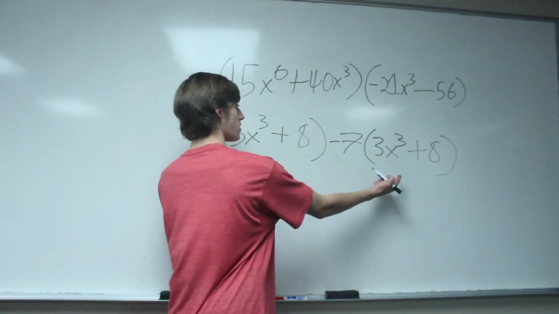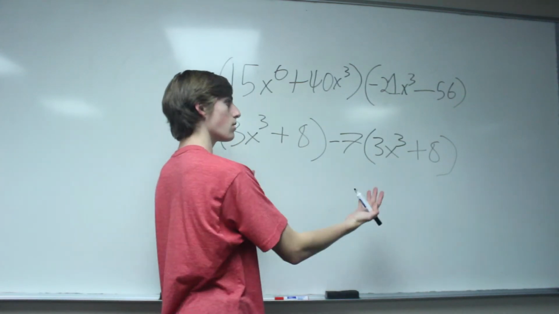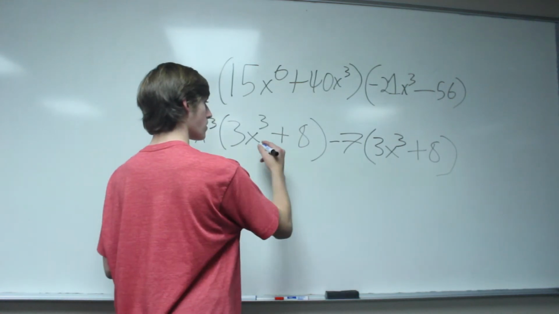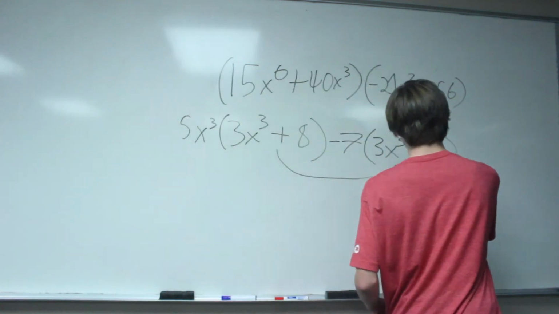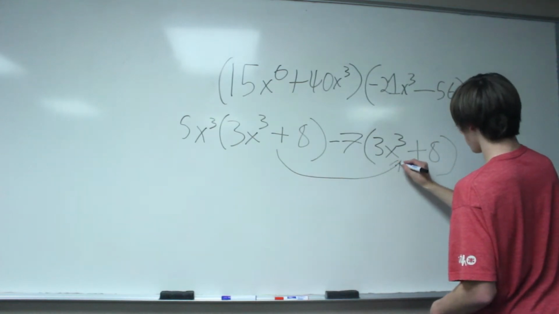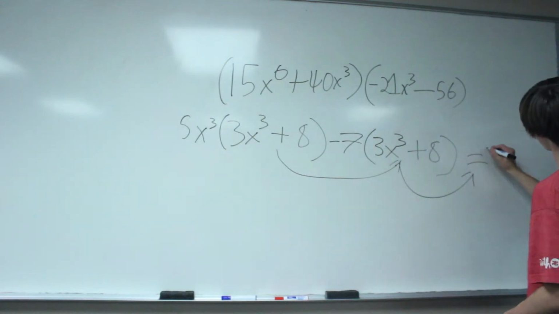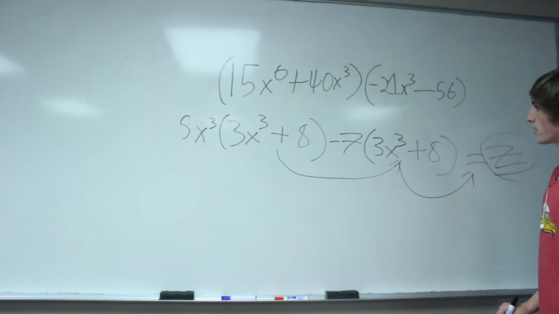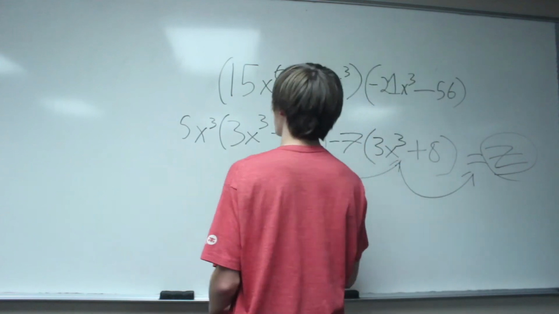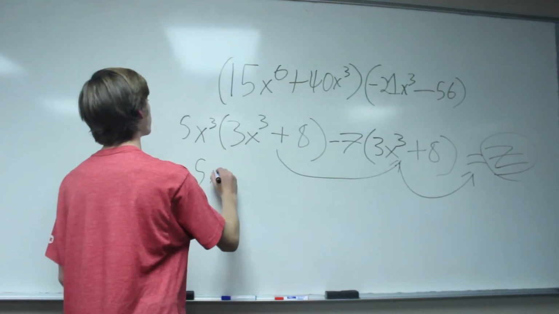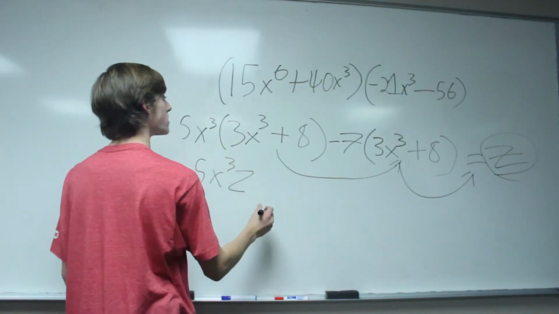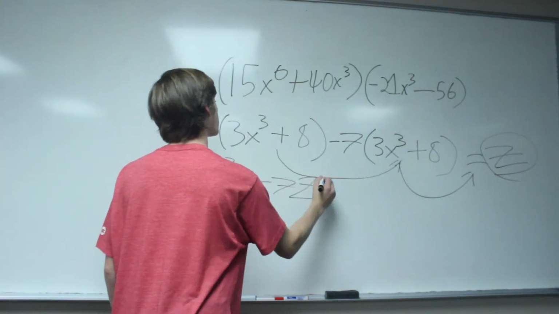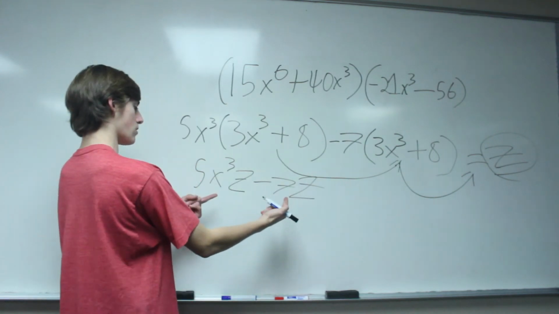Now we're going to finally use that dummy variable we've been talking about. So we're going to take these two 3x cubed plus 8s, and we are going to substitute them for z. Boom, the last letter in the alphabet. And so we can rewrite this equation as 5x cubed z minus 7z. Well, now what we're going to do from this point is factor out this z.